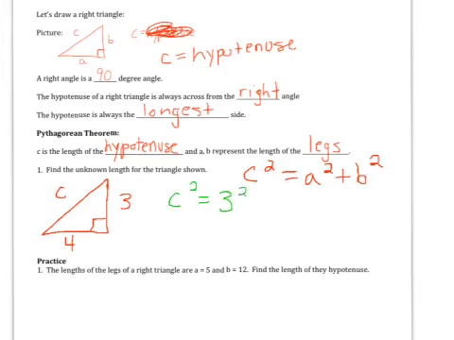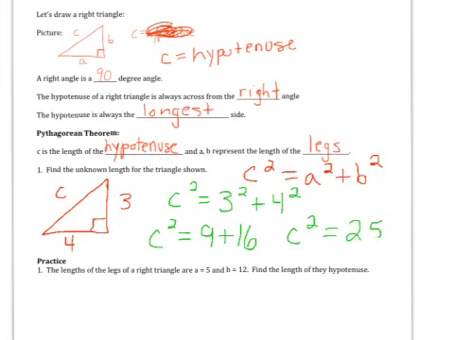I'll plug a 3 in for A and a 4 in for B. Again, it doesn't matter what you plug in for A or B. If I would have plugged a 4 in for A and a 3 in for B, then we are going to end up with the same answer. So then C squared equals 9 plus 16. 9 plus 16 is 25.